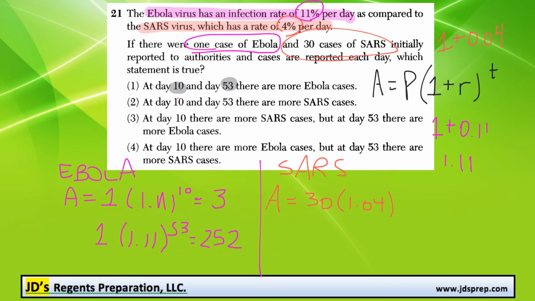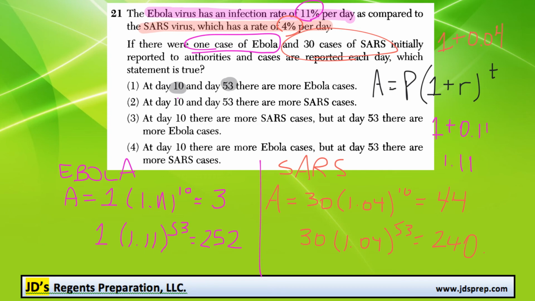Okay, to the power of 10. And we'll also calculate how much there would be after 53 days. So it would be to the power of 53. So the first one, if we round it, we should get an answer of 44. And after 53 days, rounded, we would get 240 cases.